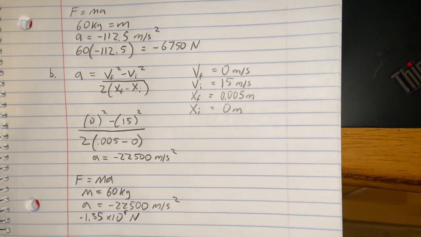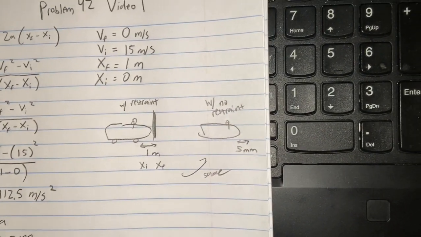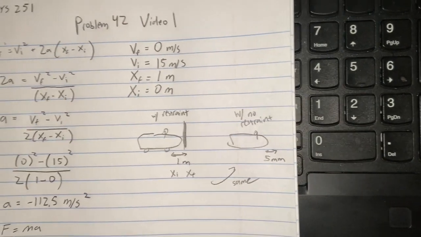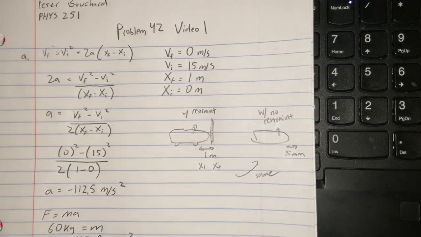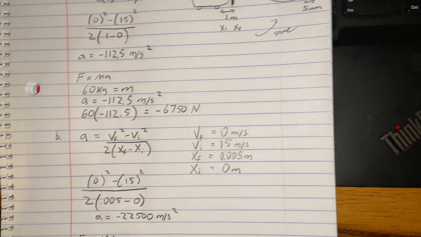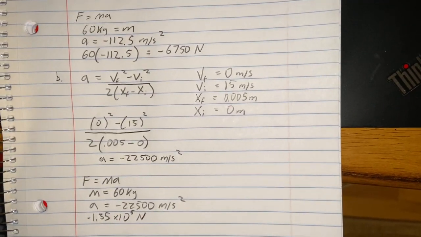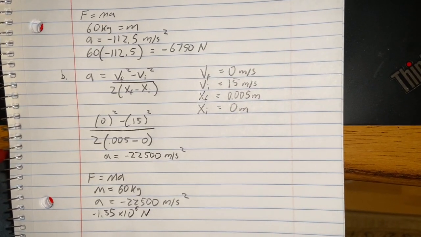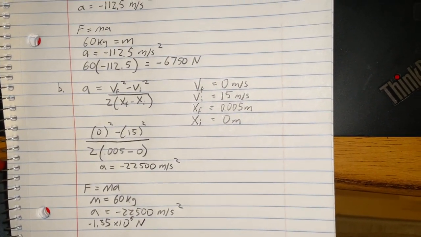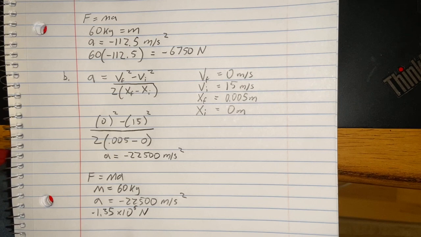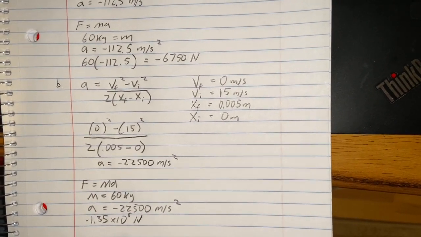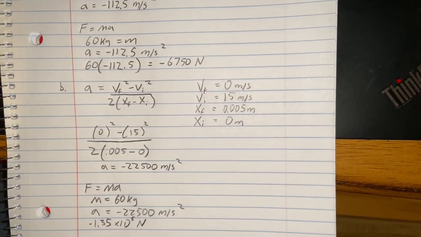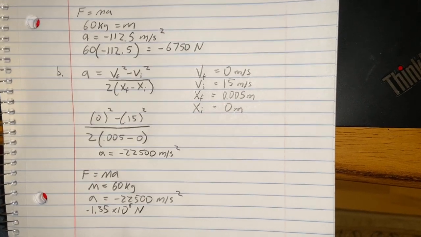And the second part is going to be pretty similar, except that the distance they're covering is 5 millimeters as opposed to 1 meter, just because they don't have a restraint. So that distance of deceleration is going to be shorter. The final velocity and initial velocity are going to be the same. However, that total displacement is going to be 5 millimeters, or in this case, 0.005 meters.